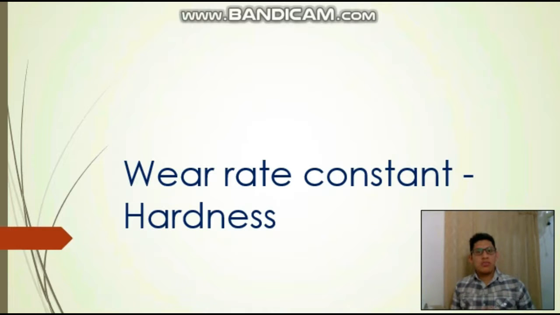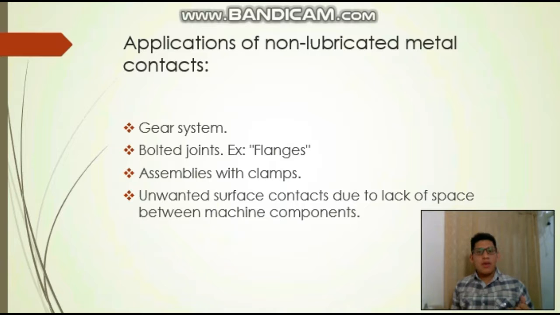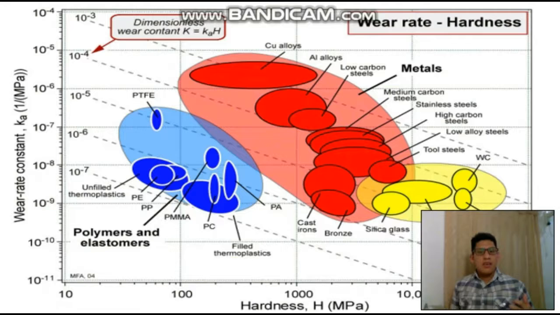Examples of the application of non-lubricated metal contact: gear systems, bolted joints, for example flanges, assemblies with clamps, etc. We can see the diagram of wear rate constant versus hardness.